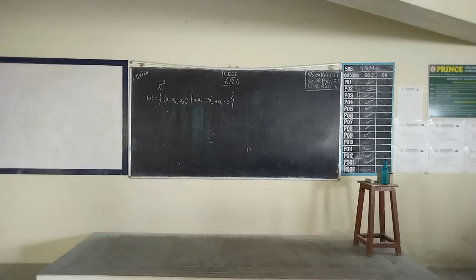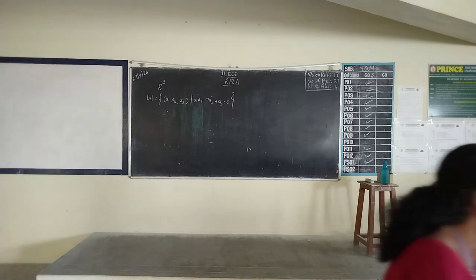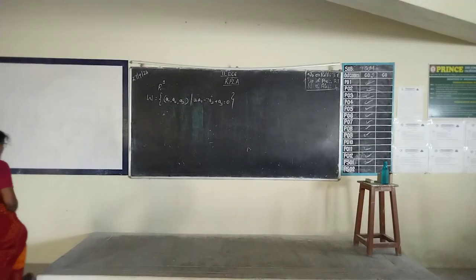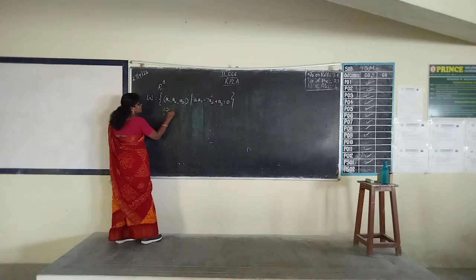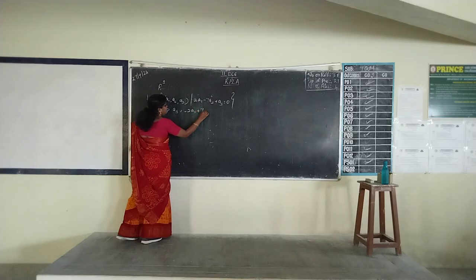Have you written the first step? W equal to, yes, right, 2A1 minus 7A2 plus A3 equal to 0. Write the given condition. That implies A3 equal to minus 2A1 plus 7A2.